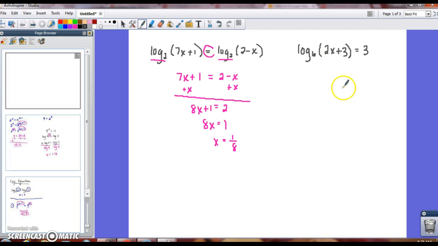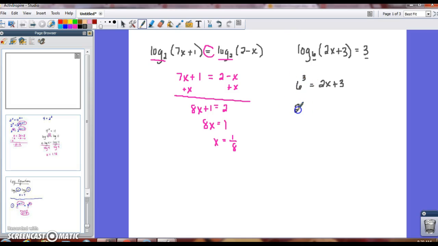But here's the deal. Remember that the first time we learned about logs, we said I can convert from log form to exponential form. I can switch back and forth. Well, we can do that same exact thing here. As long as I have this in log form, I can convert it to exponential form. Here's my base, here's my exponent. So I can say 6 to the third is going to equal 2x plus 3. And now I have a very straightforward problem that I can solve.